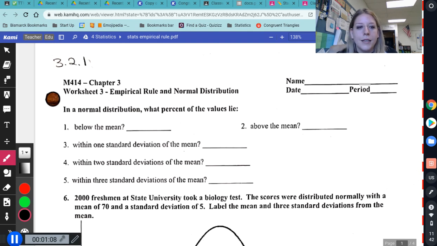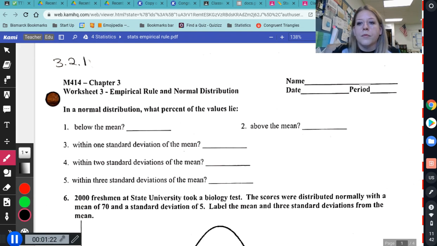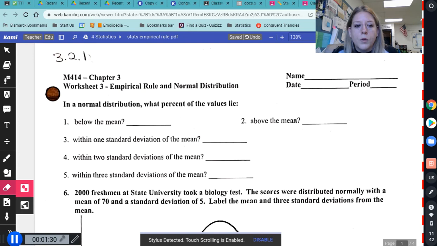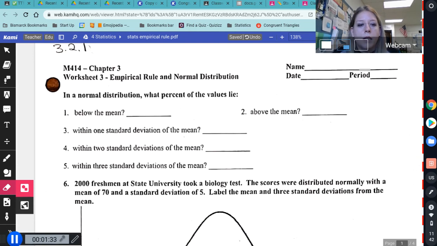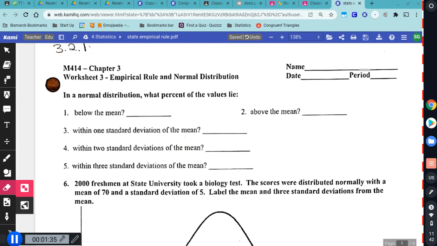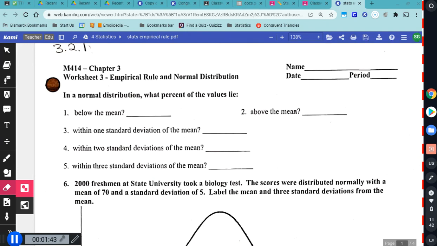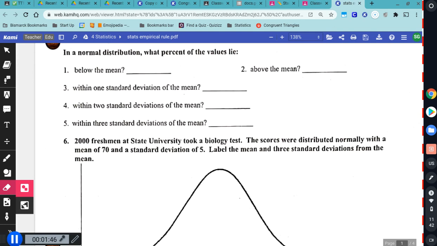Okay, on to this. This is in your Google Classroom. It is the empirical rule assignment. We're going to do pages 1 and 4 together, and you're going to do pages 2 and 3 on your own. Okay, so let's take a look at the first couple. In a normal distribution, the percent of values that lie below the mean. Well, that is 50% below the mean and 50% above, because the mean is directly in the middle.